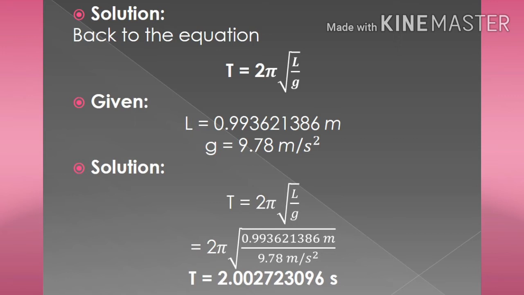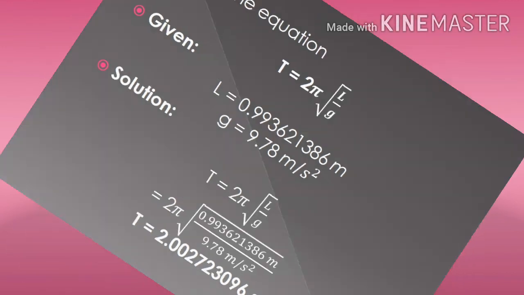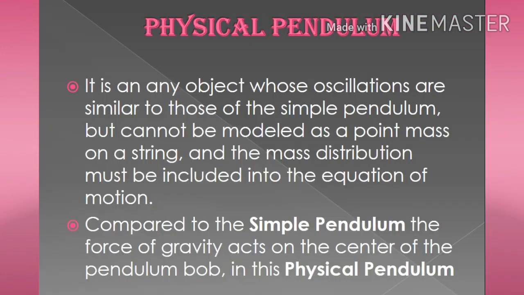Here is the solution. T is equal to 2π square root of L over g, which is 2π square root of 0.9936211386 meters over 9.78 meters per second squared. So the value of T is equal to 2.002723096 seconds. So let's move on to the physical pendulum.